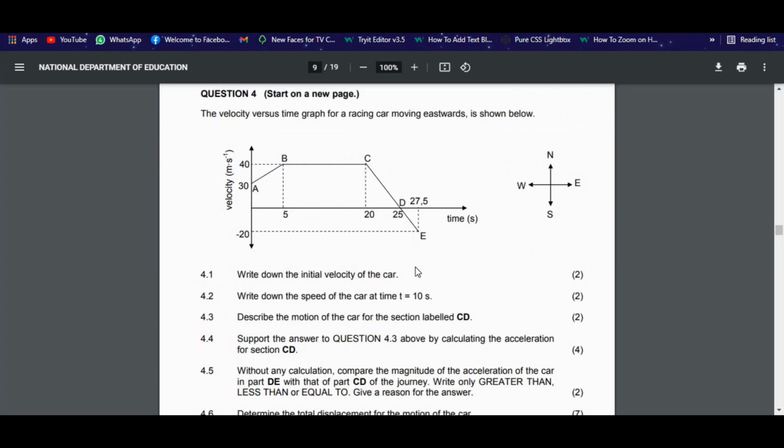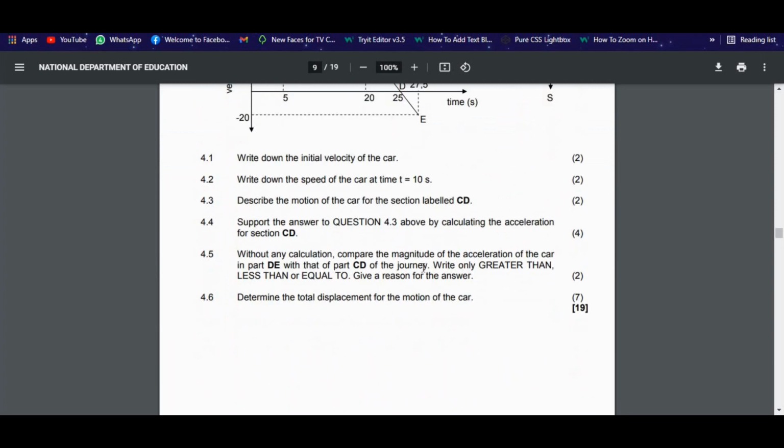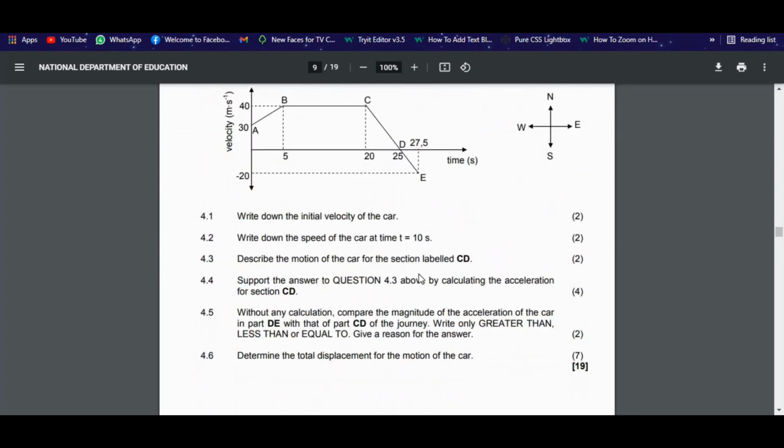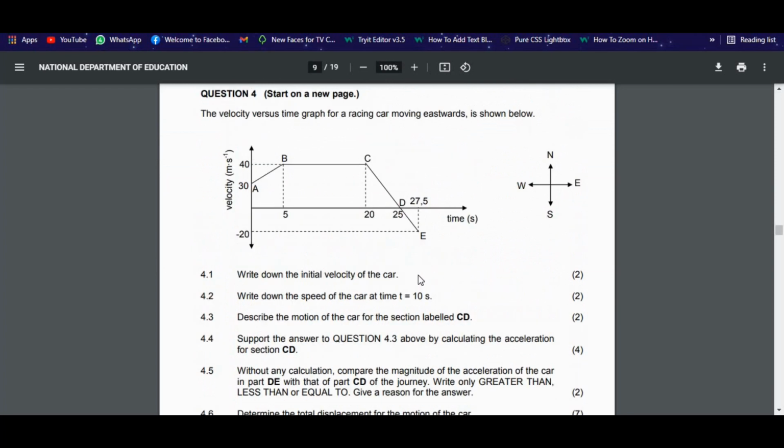Okay, in this question paper, this is a graph question, and I don't believe I've taken you through a graph question before. So let's just go through question 4 quickly. They give you a velocity versus time graph for a racing car that's moving eastwards, and of course they've included the compass directions for you to see which way is east.